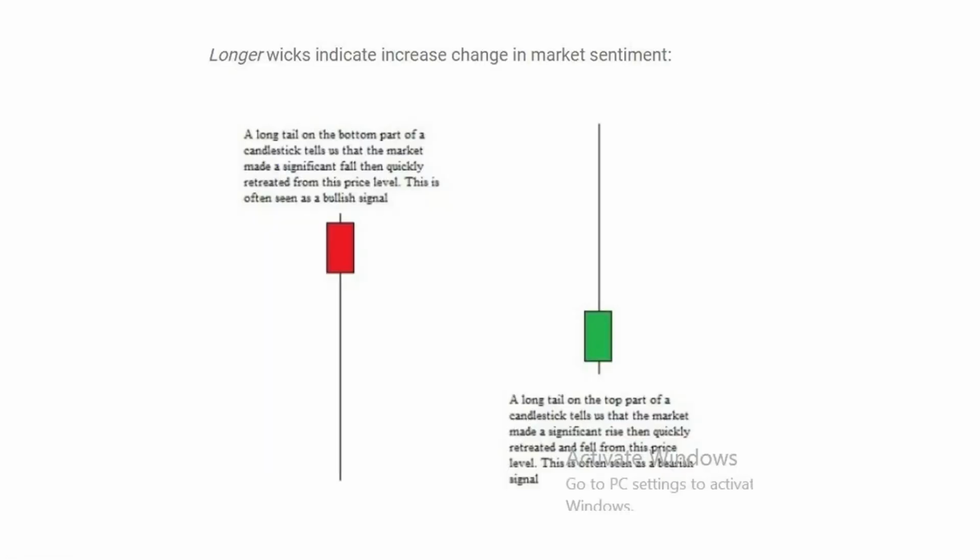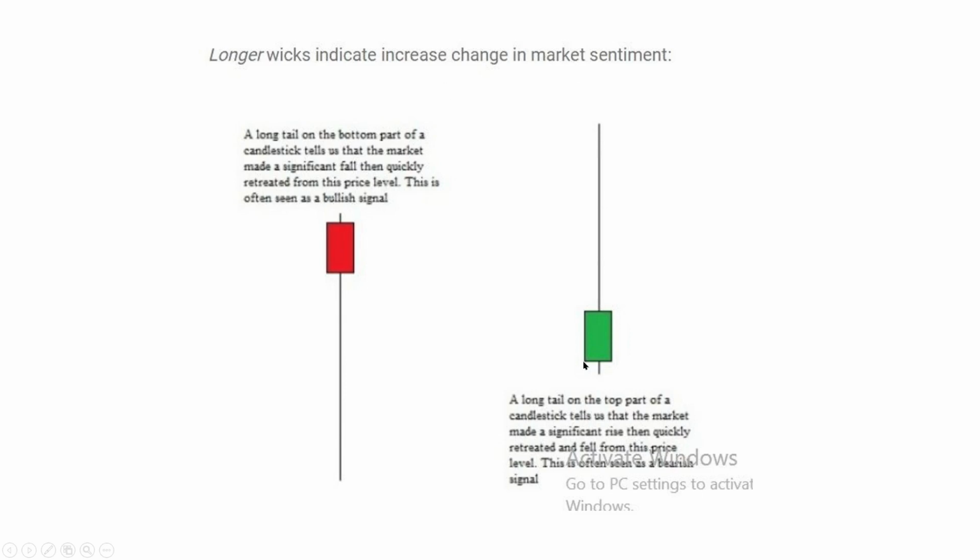One other thing I wanted to talk about is that longer wicks indicate increased change in market sentiment. I'm going to describe it the way I view it. When you have a long tail, it's a reversal. You've got an opening price and a closing price, and somewhere throughout the day it was coming down, and the buyers reversed this really hard and brought it all the way back up. It just means that the momentum is going upward.